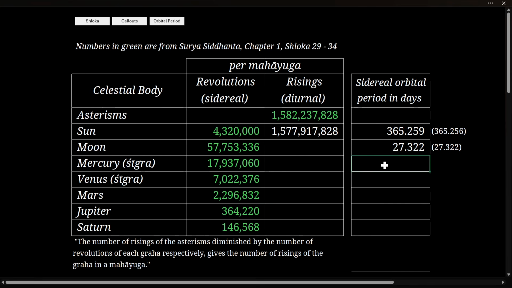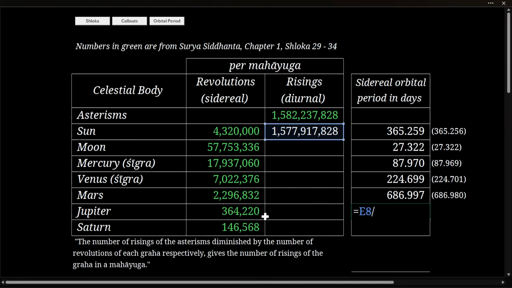Continue with the others. So Mercury, I take this divided by this. Venus, I take this divided by this. Mars, I take this divided by this. Jupiter, the next division, and finally Saturn. And there you go. So these big numbers are boiling down to these much smaller numbers, and all of these are recognizable. You can verify them.